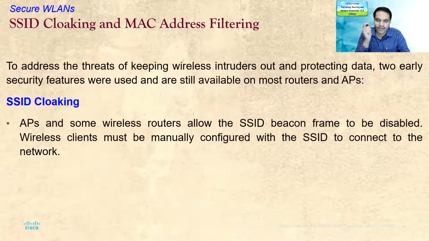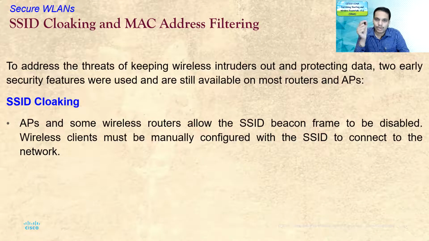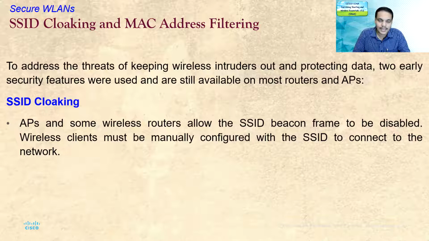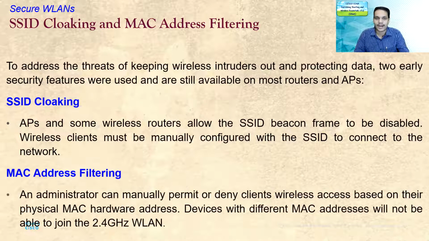You can configure your access point or some wireless routers to not send the SSID beacon frame. That means the access point will not display the name. It will not send a beacon displaying the SSID name. The wireless client must be manually configured with the SSID to connect to the network. Only the network administrator knows the name of the network. In such a case, attackers trying to access the network will not know the name of the Wi-Fi network.